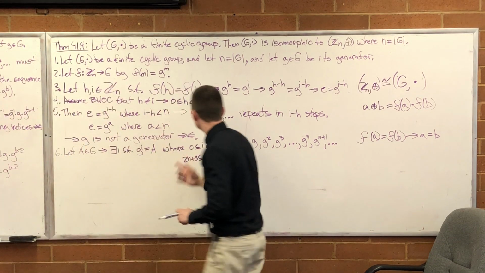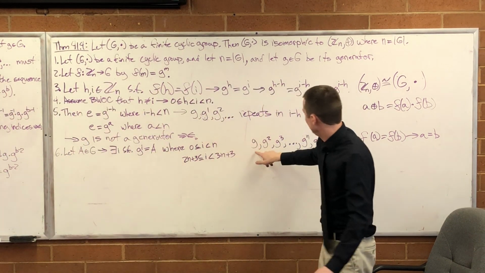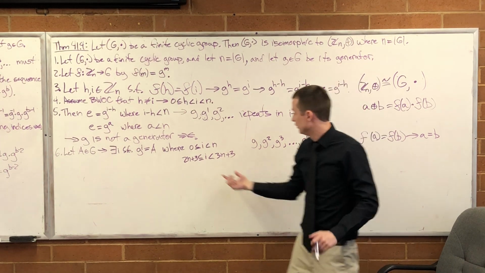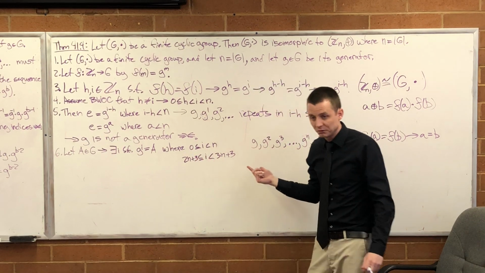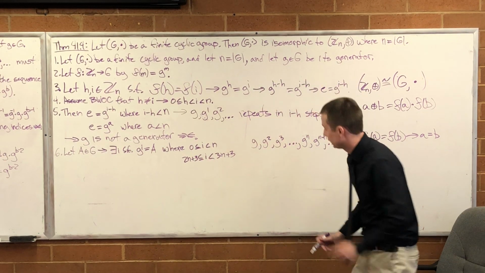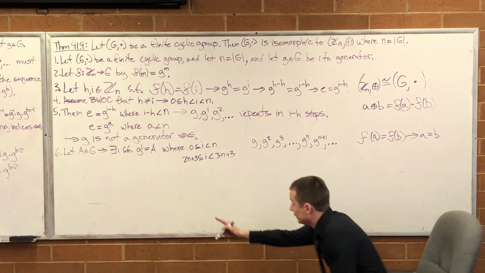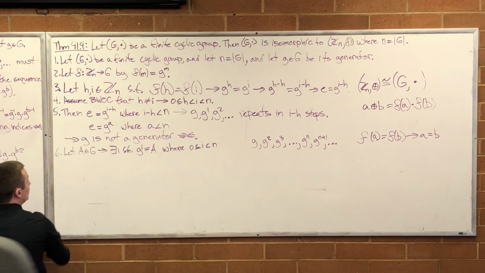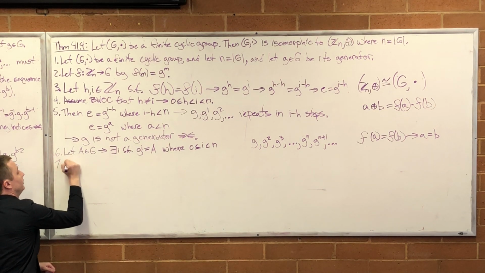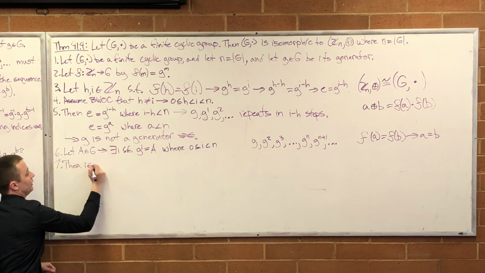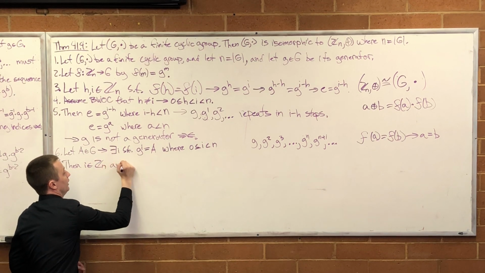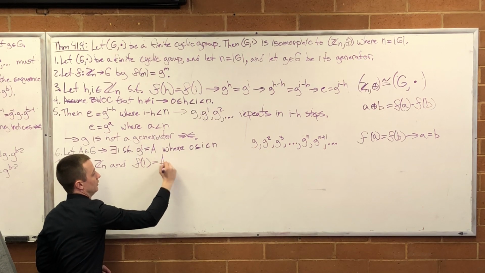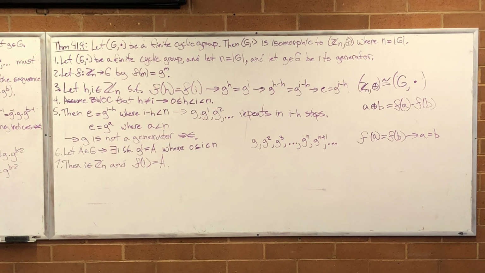So as long as we're grabbing n consecutive terms in the sequence, we're guaranteed to get all of them. So we're going to grab the first n, starting at 0. And then obviously that I is going to be our index. Then I is in Zn, and f of I is equal to g of I, or is equal to that a. So it's onto.